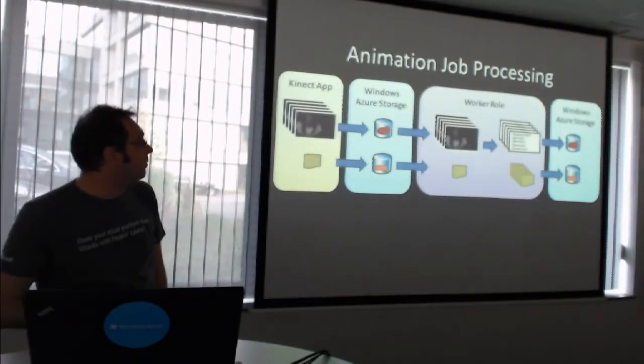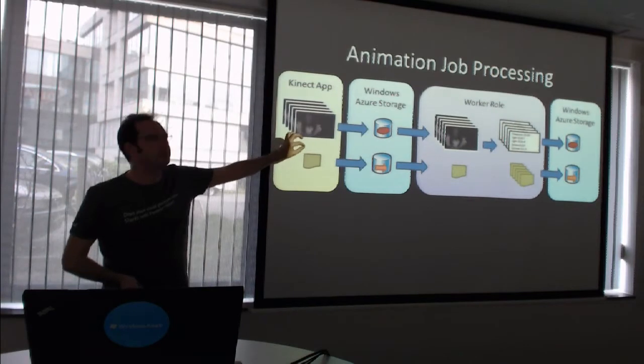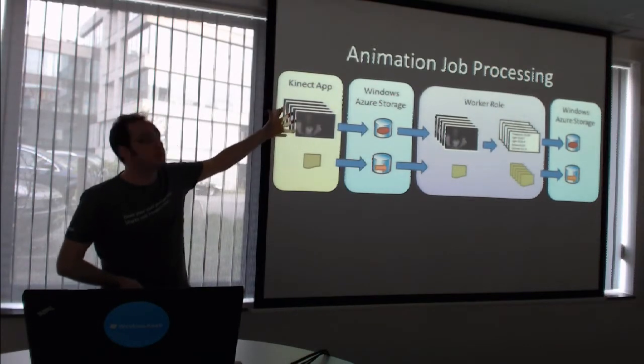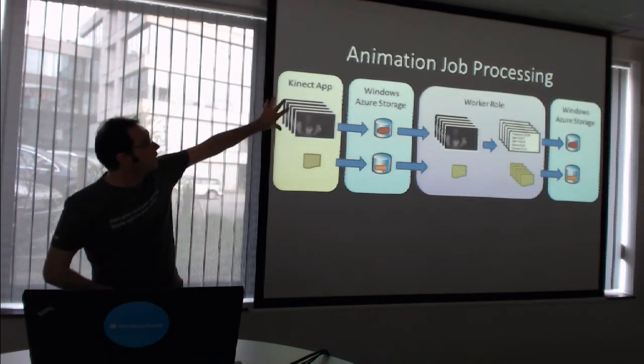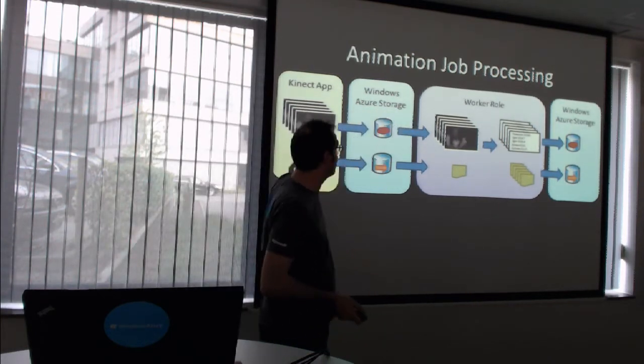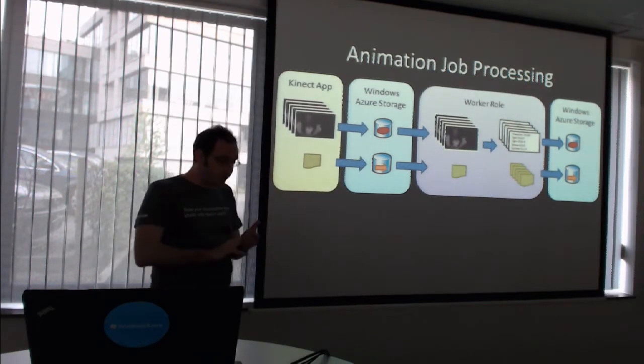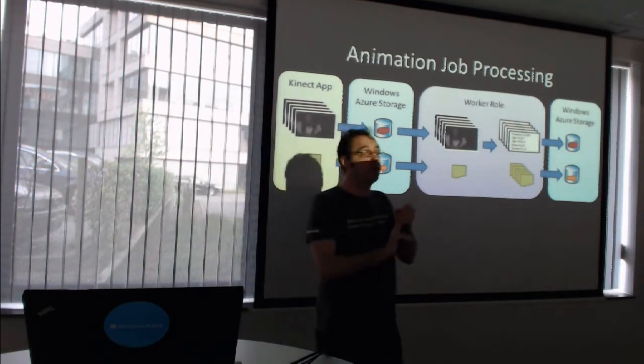We use the Connect application to take a series of depth frame animations, typically between 200 and 500 of these animations. These are then uploaded into blob storage in Windows Azure. Once these are uploaded, I put a message on the queue and say, okay, create this animation. And there's three processes running within the worker, or three different tasks it can do.